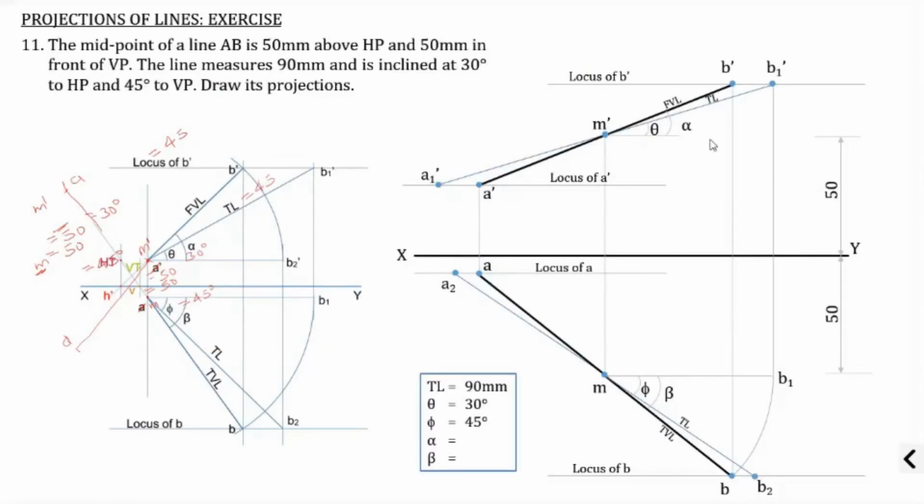So in this case, the true length is 90 millimeter, but when drawing, we are taking only half of the length. That's the condition. The other things remain the same. The procedure remains the same. The only thing is after completing the MB part, we extend it in the opposite side to get the MA part also. That's it.